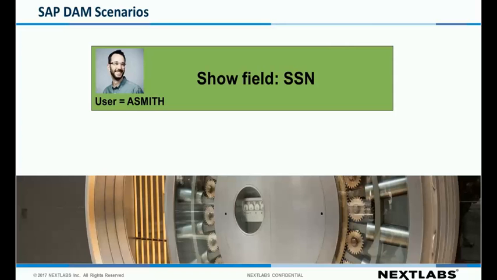In the second scenario, as we spoke about earlier, this will show particular fields or hide fields depending on the user. So in this case, we'll have Adam, who can see the Social Security number field within that record.